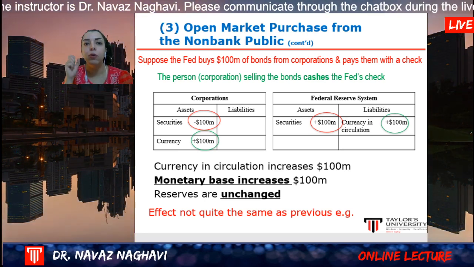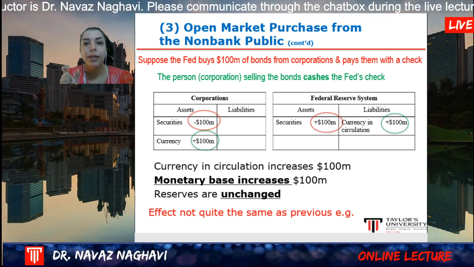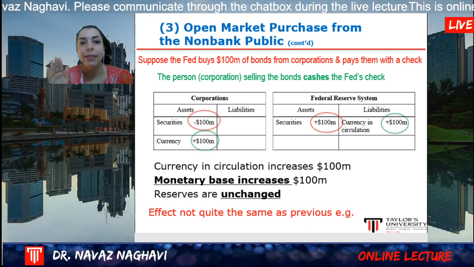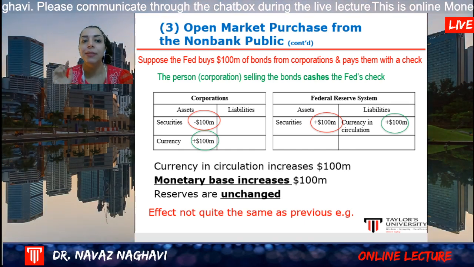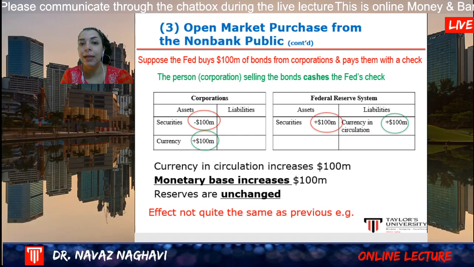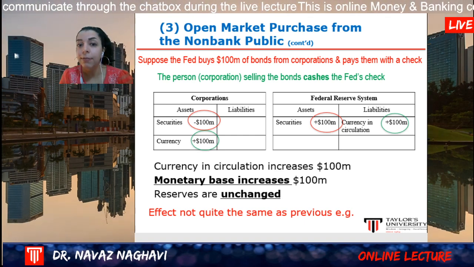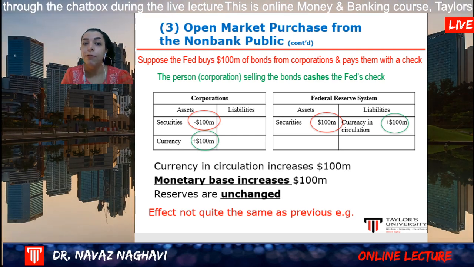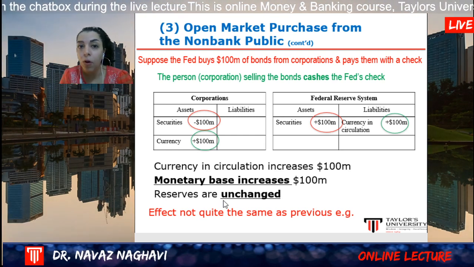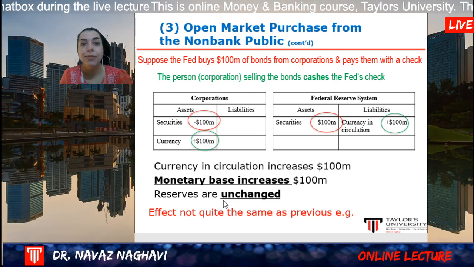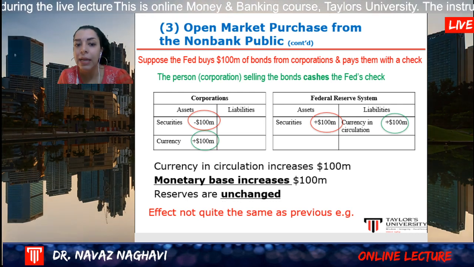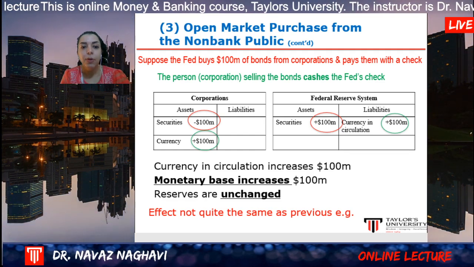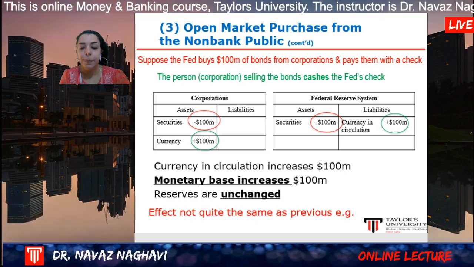And since the amount of the reserve is remaining unchanged, it means that the banking system has no more asset. So the asset side of the banking system is decreasing. You remember that we say that the reserve of the Federal Reserve, which is the liability side of the Federal Reserve, is an asset for the banking system. Since the reserve is unchanged, the banking system is not experiencing any increase in asset. So the result is the same, but the effects are different.